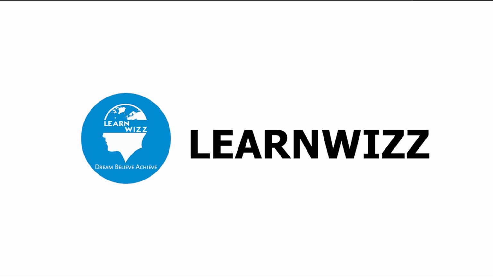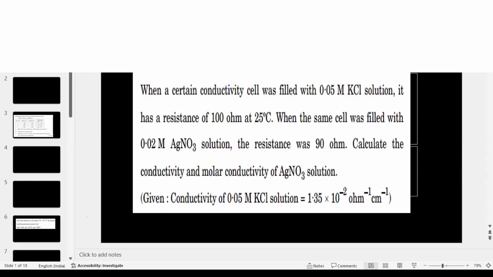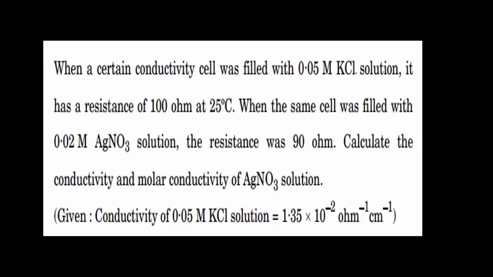So when a certain conductivity cell was filled with 0.05 molar KCl solution, it has a resistance of 100 ohm at 25 degrees Celsius. When the same cell was filled with 0.02 molar AgNO3 solution, the resistance was 90 ohm. Calculate the conductivity and molar conductivity of AgNO3 solution. Right, so this is the question.